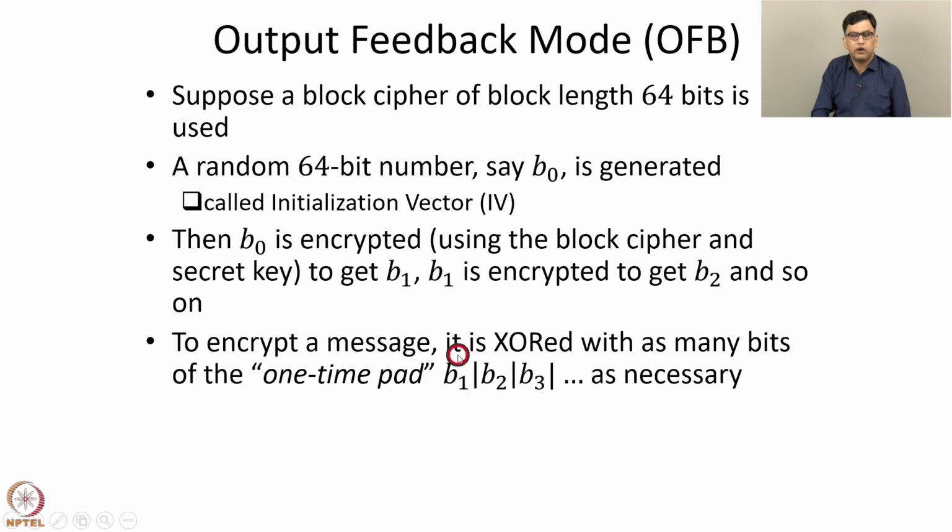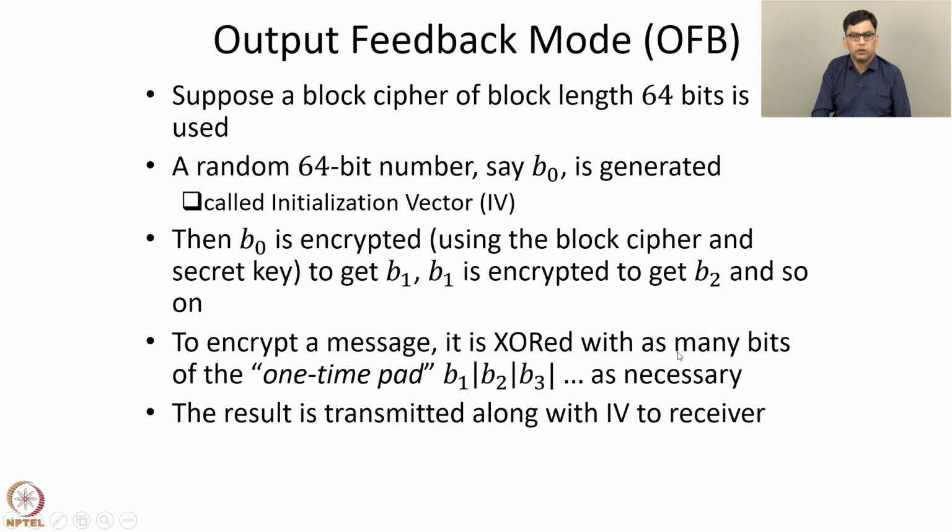So the result obtained, B1 concatenated with B2, concatenated with B3, and so on, is known as the one-time pad or OTP. This one-time pad is XORed with as many bits of the plaintext as necessary. So to encrypt the plaintext message, we XOR the plaintext message with as many bits of the one-time pad B1, B2, B3, and so on as necessary. The result is transmitted along with the initialization vector to the receiver.